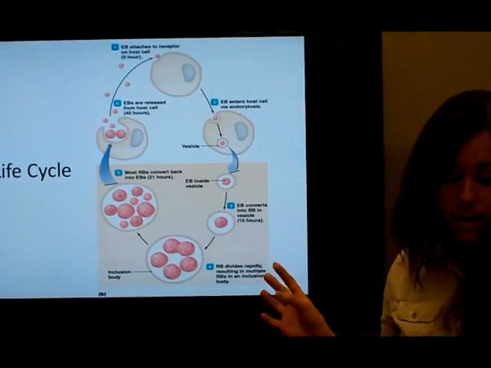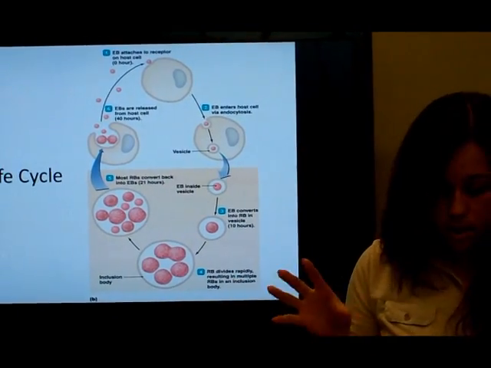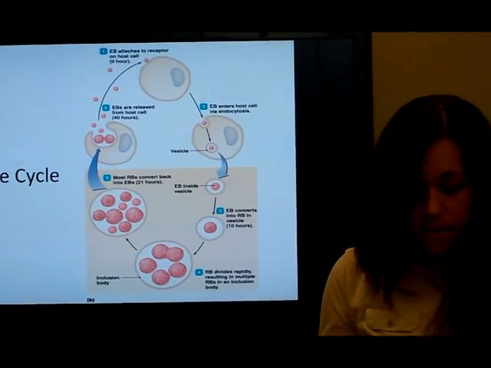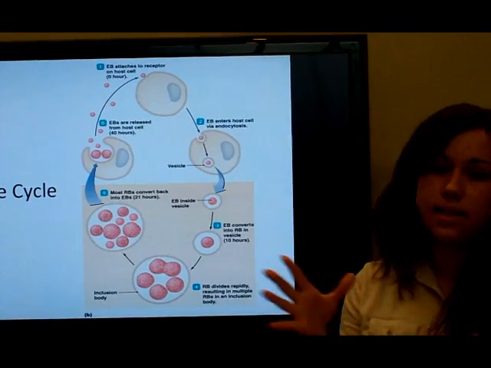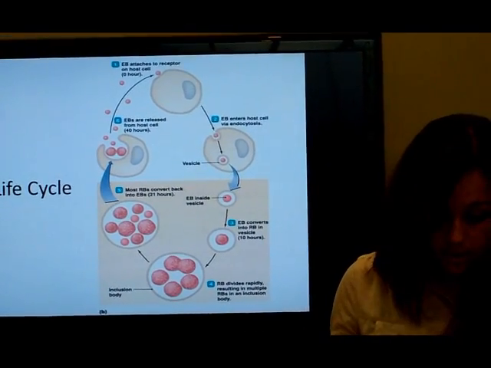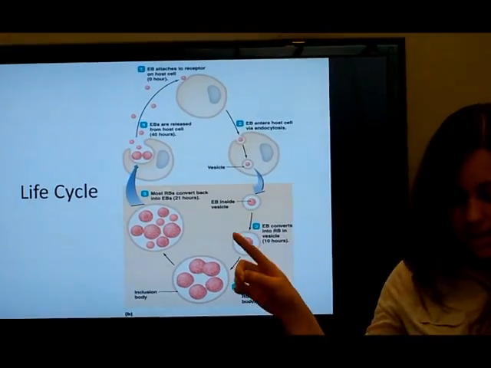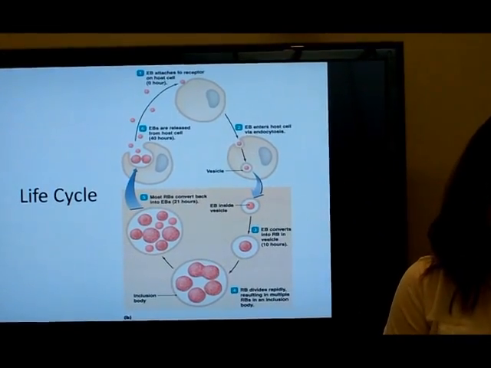When the endosome is filled, the reticulate bodies convert back to elementary bodies. Then the elementary bodies exit the cell. This process continues on infecting more and more cells. This picture is located on page 419.